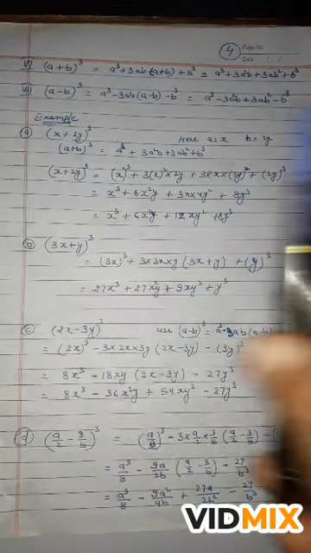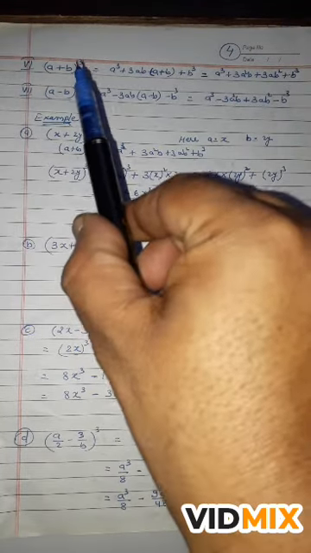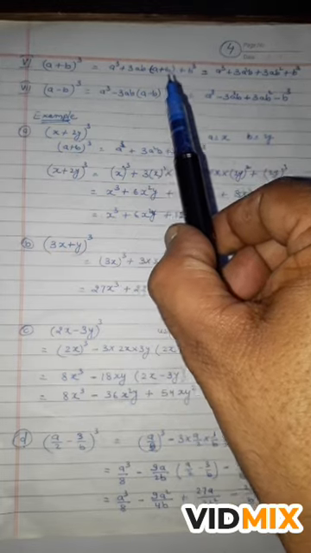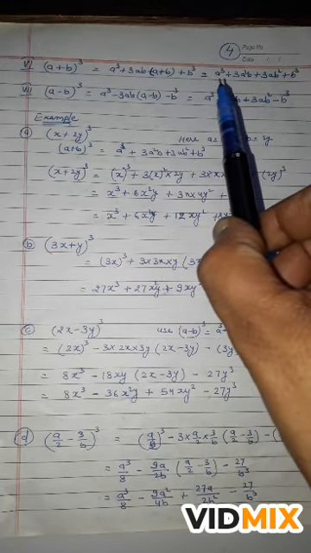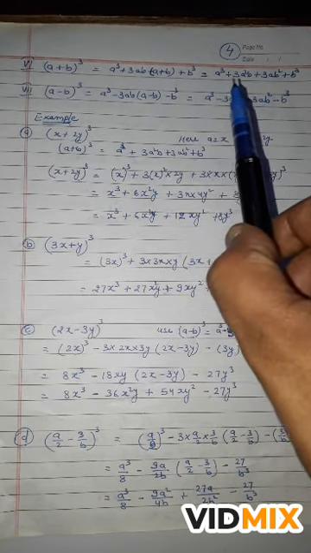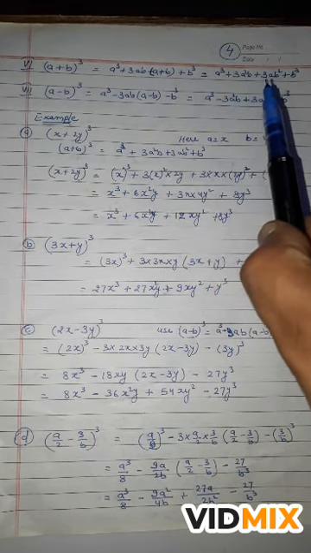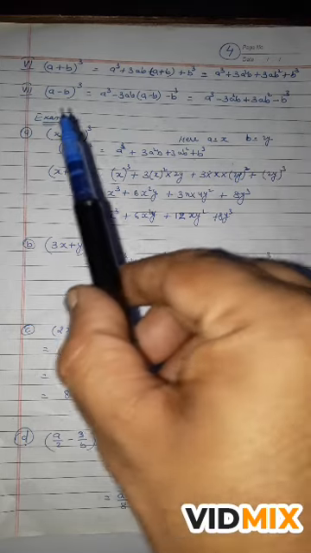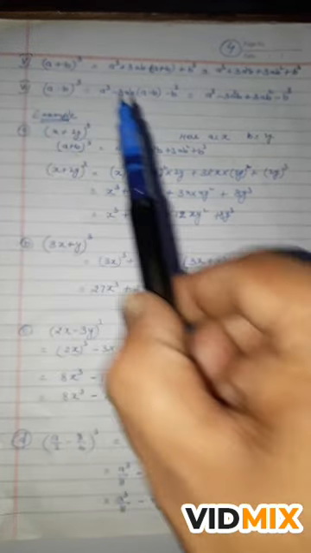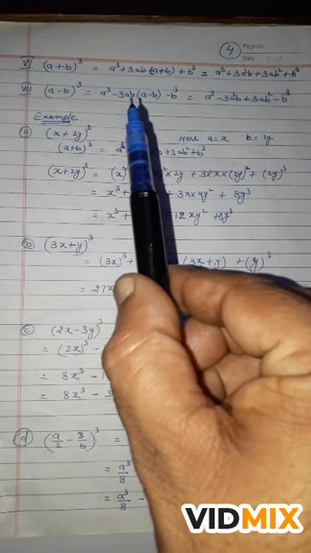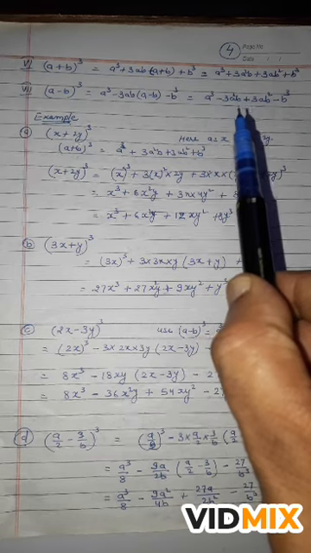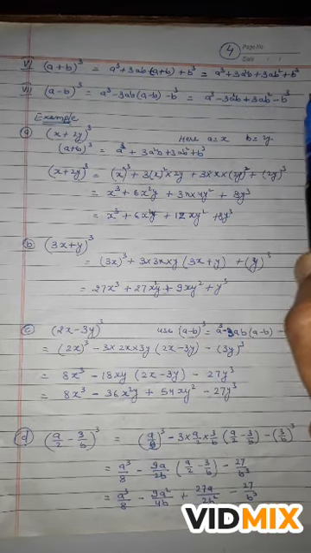We take another set of identities, that is (a plus b) whole cube. This is a cube plus 3ab into (a plus b) plus b cube, which expands to a cube plus 3a square b plus 3ab square plus b cube. Likewise, in the minus part, the identity is (a minus b) whole cube equals a cube minus 3ab into (a minus b) minus b cube, so a cube minus 3a square b plus 3ab square minus b cube.